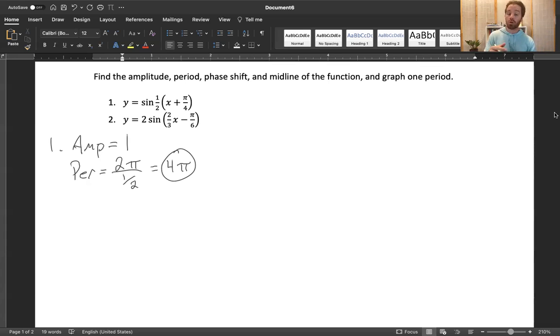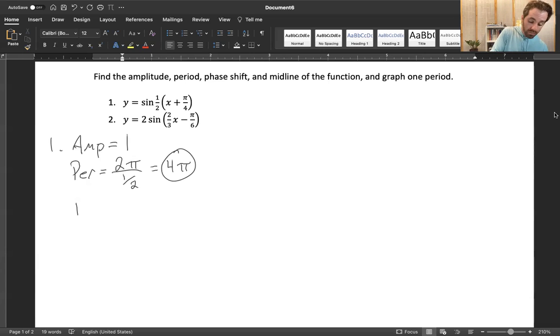If you want, you can look at it as the dilation, meaning that it's a horizontal stretch. This is a horizontal stretch because you're multiplying x by 1/2. It's by a factor of 2, and the usual period of 2 pi gets turned into 4 pi.